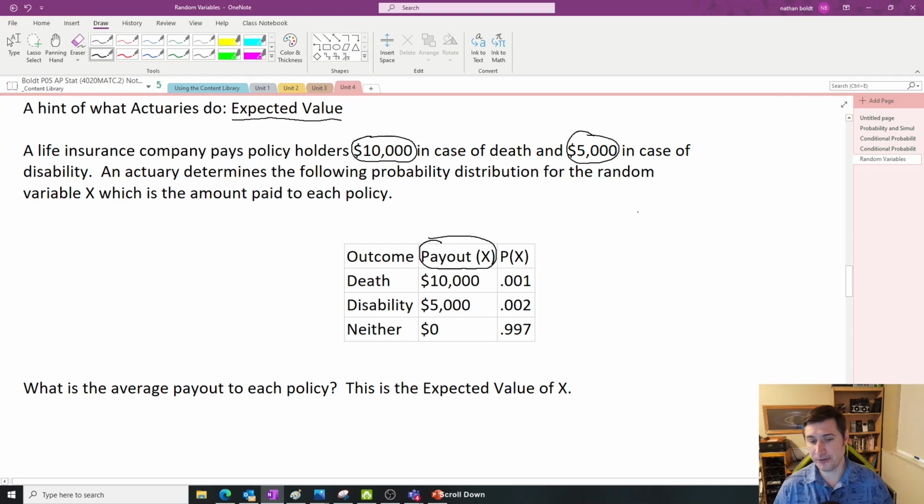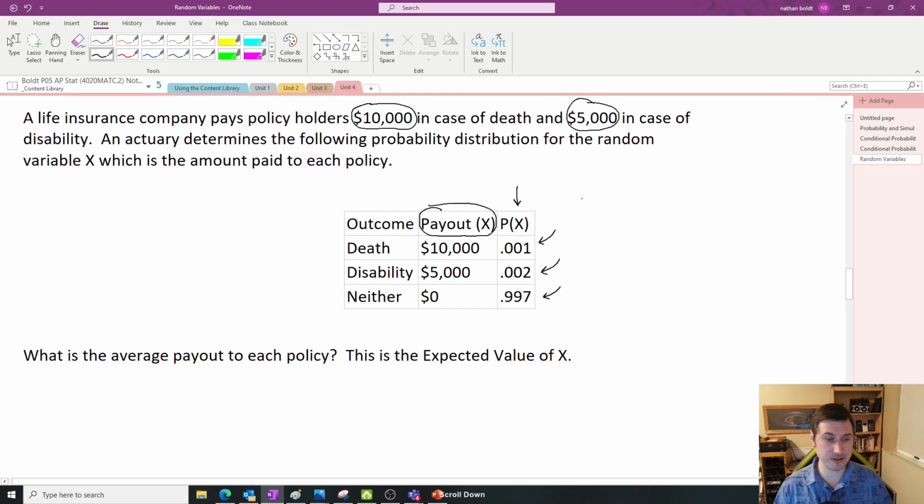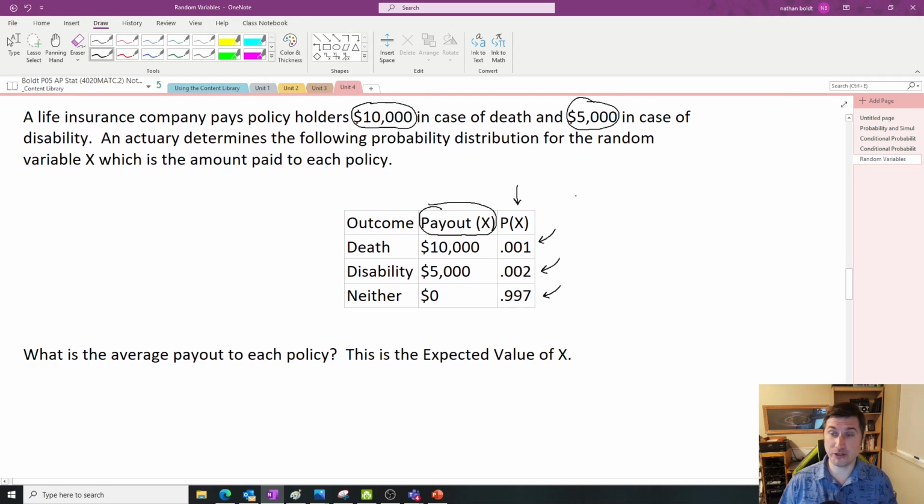And they want to then calculate what's the average payout going to be. So they have to calculate the probability of each happening. So here there is a 0.1% chance of death, a 0.2% chance of disability, and a 99.7% chance of neither happening. So you're fine. Again, most people are fine, right? I'm not dead yet. Most people are fine. And so those will balance out the few larger payments you have to make. But how will they average out?